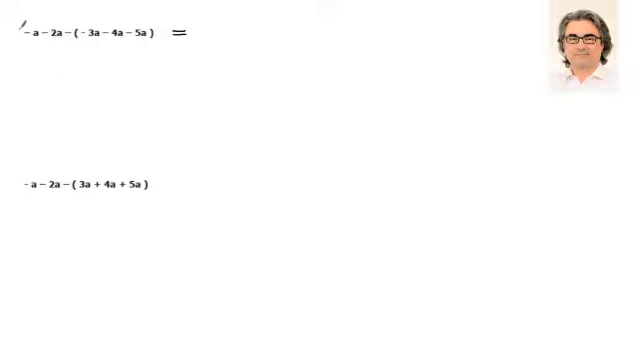Now let's start from the first two. Minus 1a minus 2a. Minus 1 minus 2 is minus 3. Don't forget to write a again. After this operation, we reached a parenthesis having in front of it minus sign. To remove the parenthesis, we should change all signs of the terms in the parenthesis. Minus 3a becomes plus 3a. Minus 4a becomes plus 4 times a. Minus 5 times a becomes plus 5 times a.